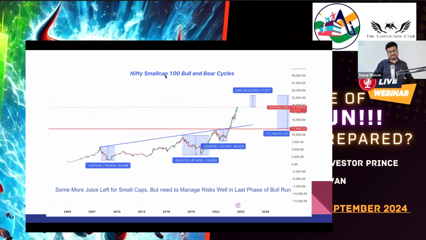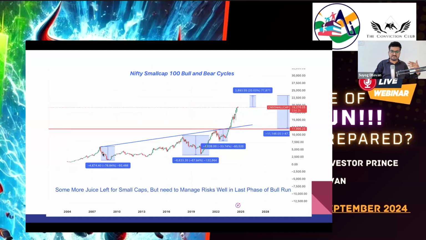One more chart is giving me an indication on small caps. Maybe the small cap upside left is 20% from now. But the problem with small caps is that it makes you a lot of money, but it also takes a lot of money from you. Usually 60 to 70% of whatever you made in the past good cycle, it takes out from you. That is what history tells.